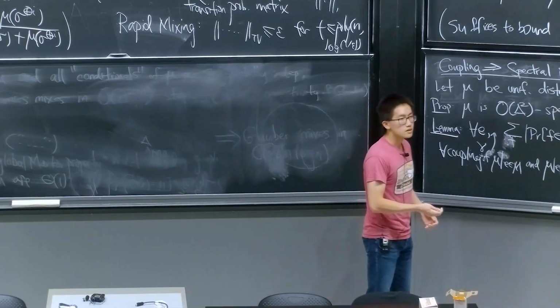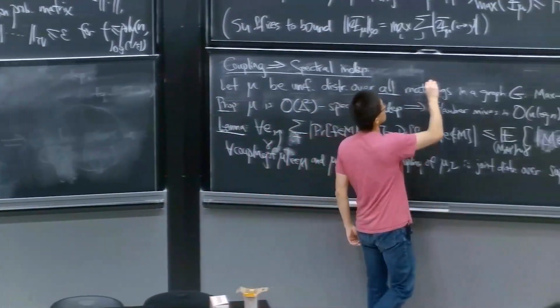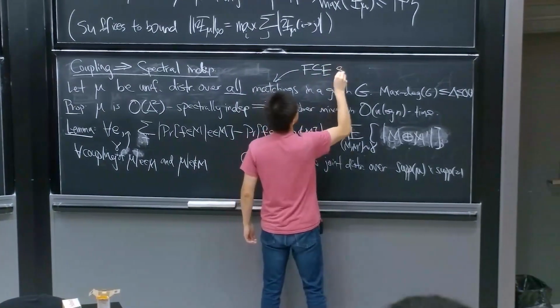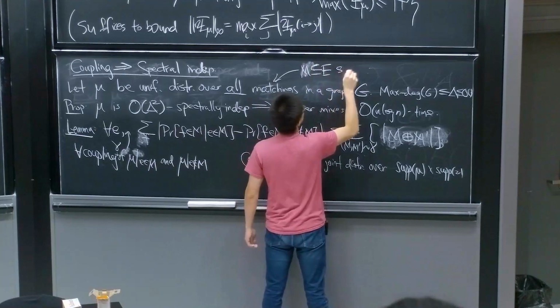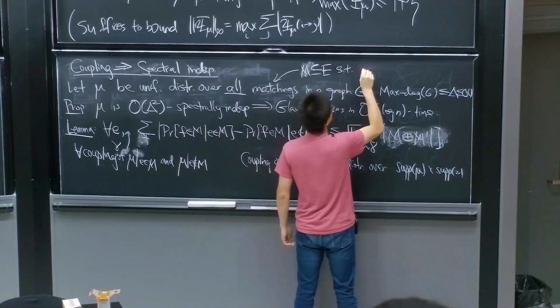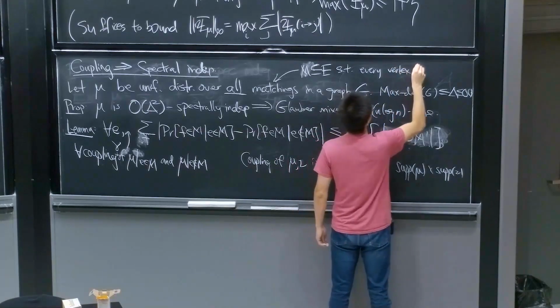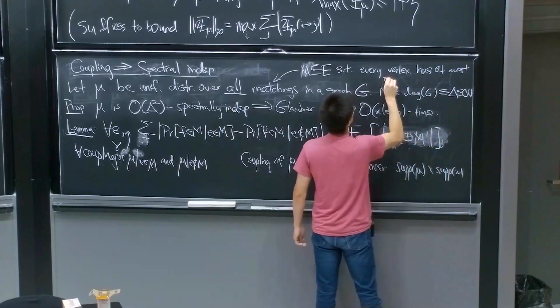But what's a matching? Ah, sorry, maybe I should not assume that. So I just mean a subset of edges, let's call it M, such that every vertex has at most one edge.